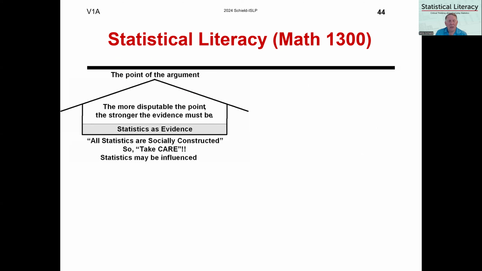Here are some particulars. How do I see an argument? I view it much like a house where the basement supports the walls, the walls support the roof, and the roof holds up the point. And the argument has a point. And the statistics are typically the evidence in the basement. Now, statistics are socially constructed like words. Somebody went out with a question of interest. They decided who to survey, what questions to ask, what data to collect. So the results, the statistics, can easily be influenced. So what's the advice? Take care. All statistics are socially constructed.